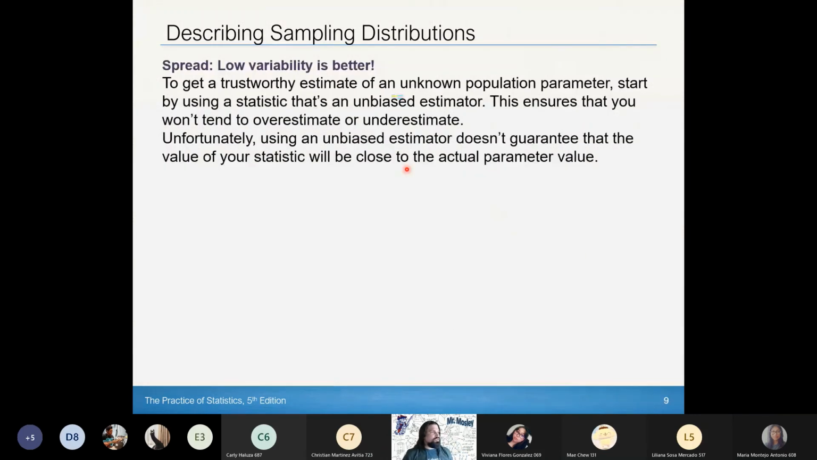So describing sampling distributions, the spread, low variability is better. To get a trustworthy estimate of an unknown population parameter, start by using a statistic that's an unbiased estimator. This ensures that you won't tend to overestimate or underestimate. Unfortunately, using an unbiased estimator doesn't guarantee that the value of your statistic will be close to the actual parameter value.